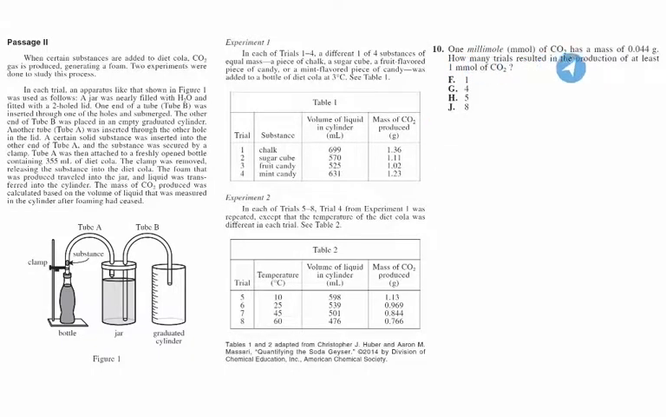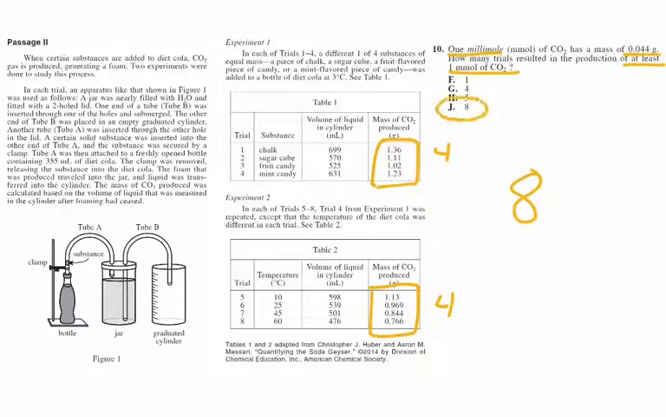1 millimole of CO2 has a mass of 0.044. How many trials resulted in the production of at least 1 millimole? So when we look at the production of CO2, all of these are greater than 0.044. So that's at least 4. And all of these are also greater than 0.044. So that's 4 more. So 4 plus 4 is 8. So our answer is J.